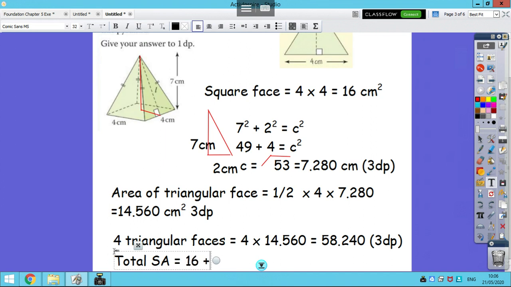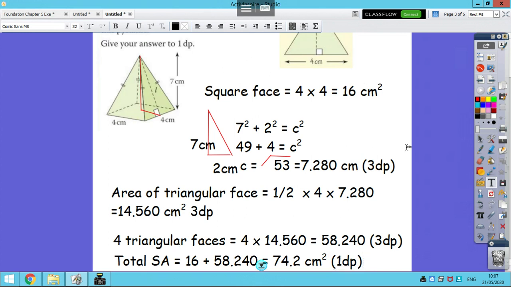So the total surface area is 16, add the 58.240, which is 74.2 to 1 decimal place. Centimetres squared. And that's the finished answer.